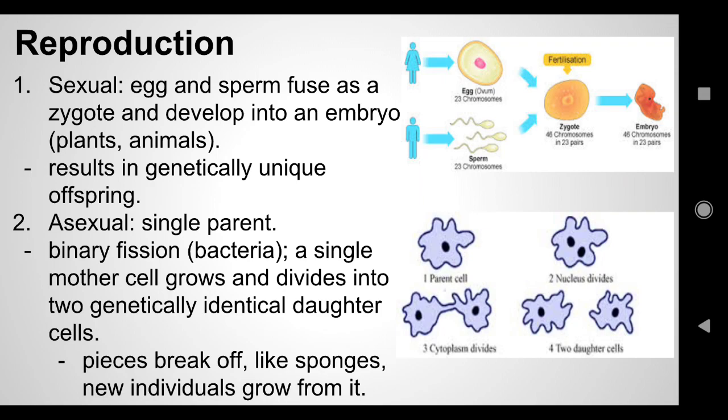All right, next we have reproduction. So we have two types, sexual and asexual. Sexual reproduction pretty much just involves two different gametes. Gametes are egg and sperm. So the egg is fertilized by the sperm, which develops into a zygote, and then soon enough develops into an embryo, which eventually becomes the offspring of the organism.